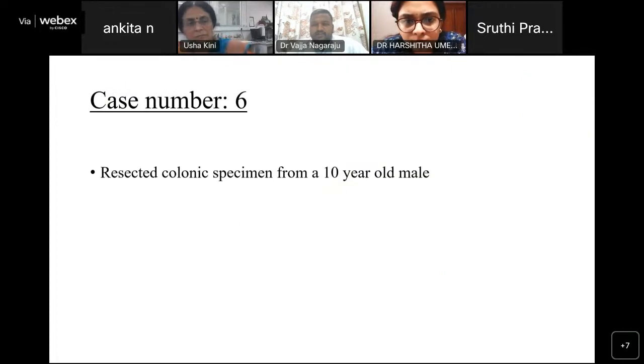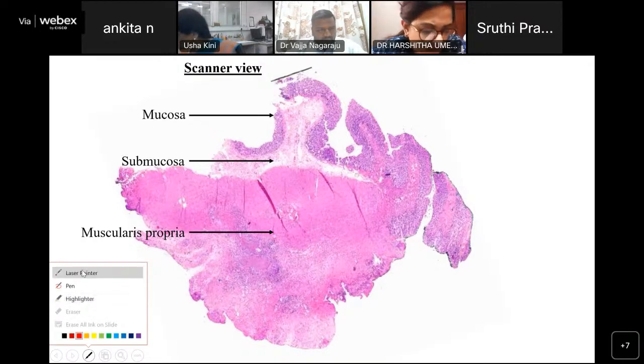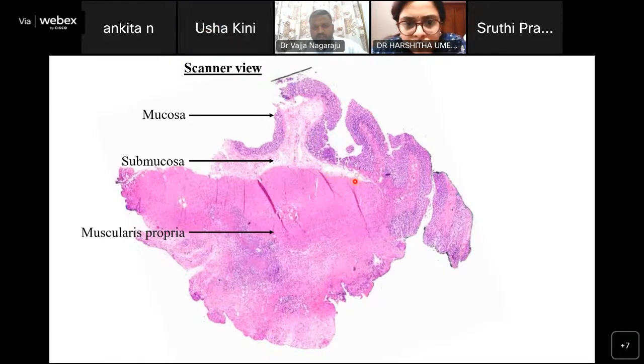The history given for me was a resected colonic specimen from a 10 year old male. This is the scanner view showing the mucosal lining, showing the colon followed by the rectum. This is the colonic mucosa followed by the transitional zone. And here is the area of the rectal biopsy, rectum followed by the anal canal.